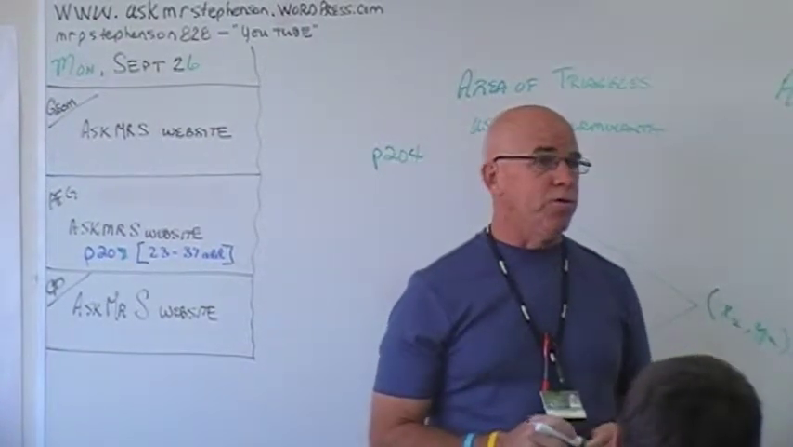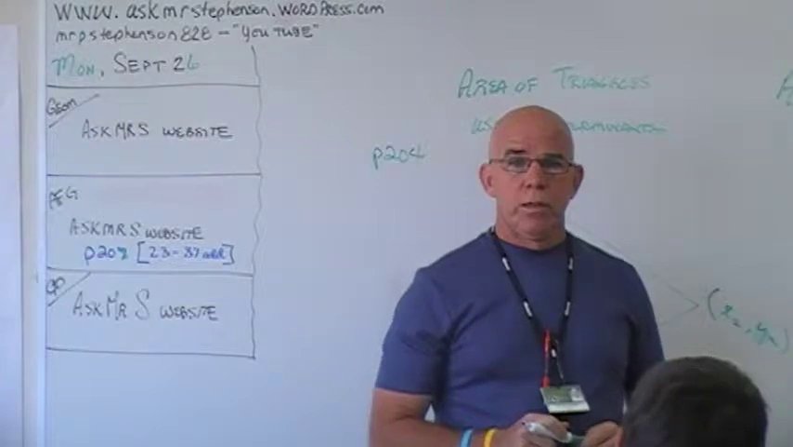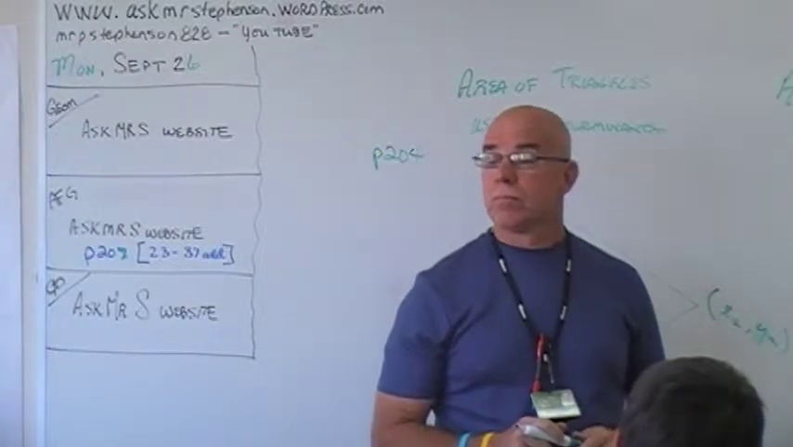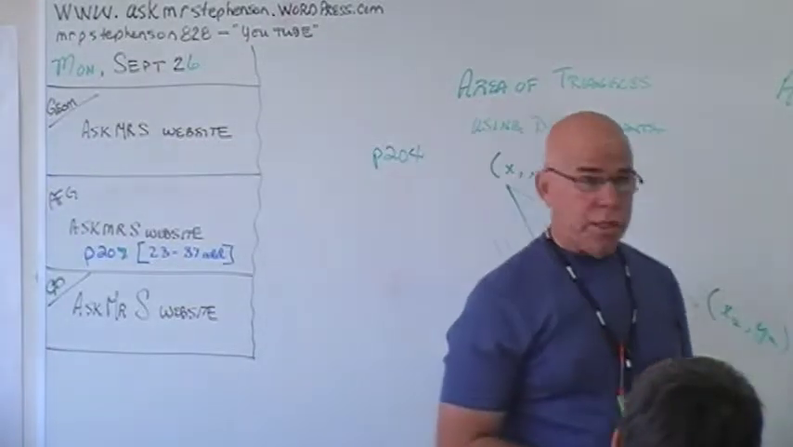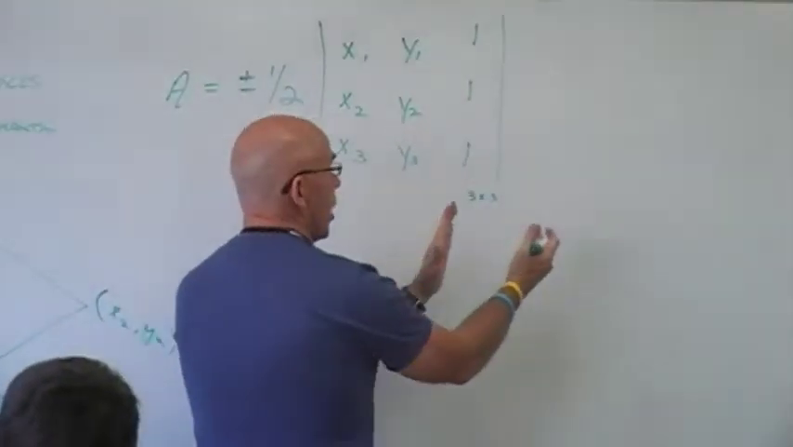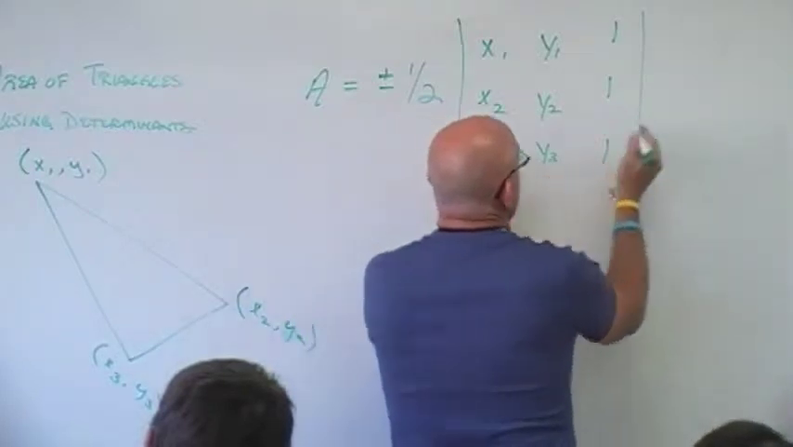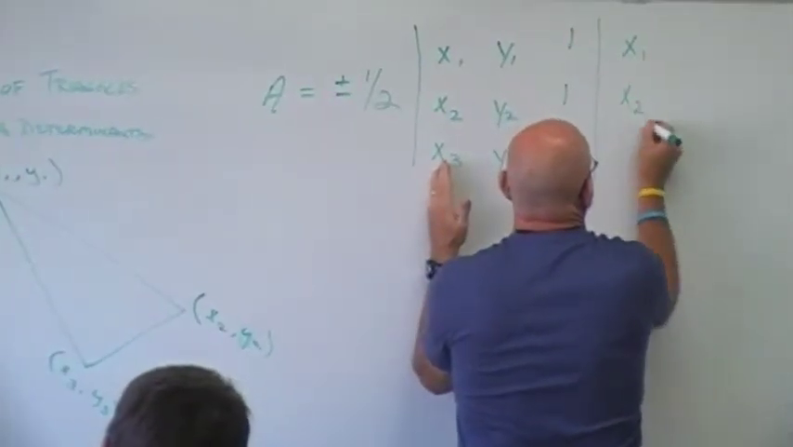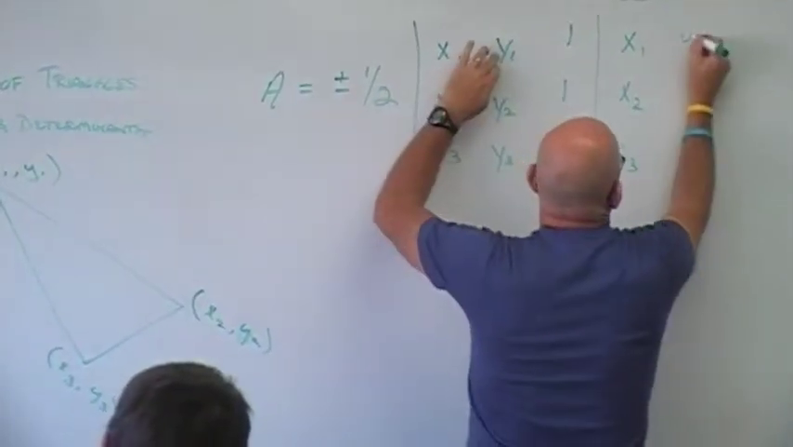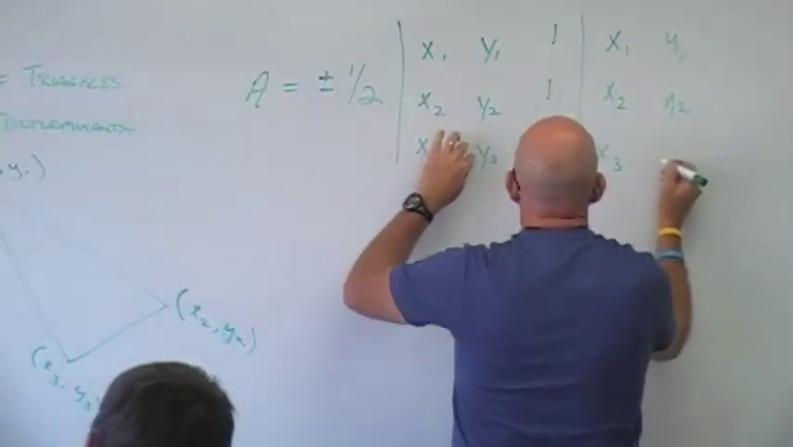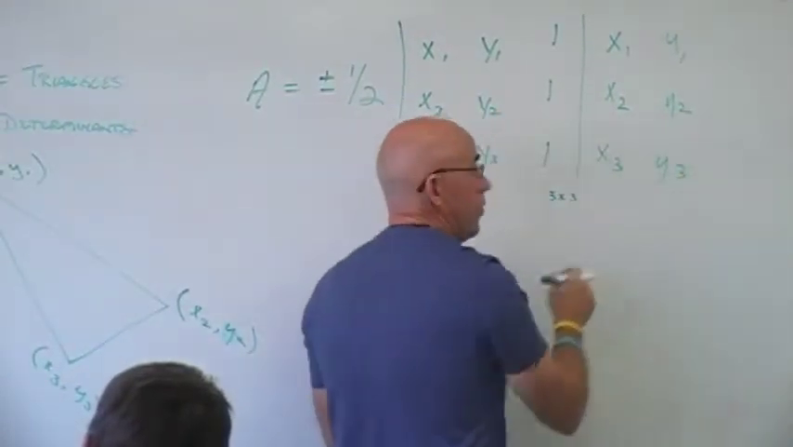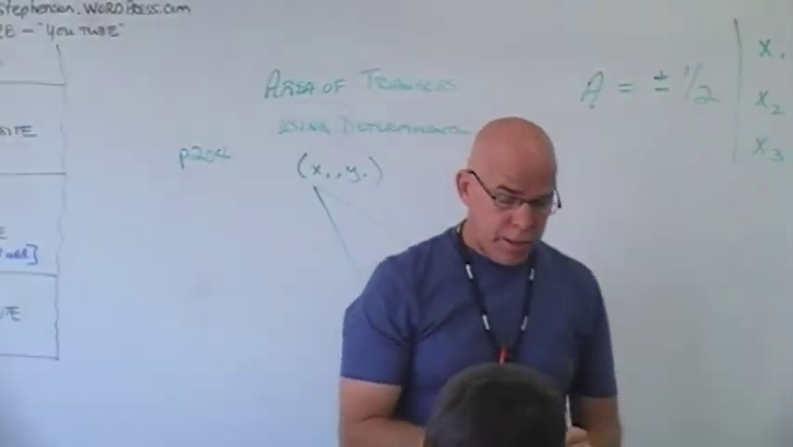Can anybody recall from last Wednesday? Yes. Well, you have to put the first 2 columns again on the outside. That's right. So we're going to build 2 more columns to the right-hand side. We're just going to rewrite the first and second column. Whatever they are, you're just going to copy them down. So now I have a 4th and 5th column. Okay? That's the first thing you do.